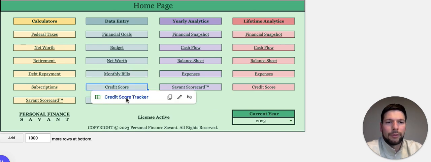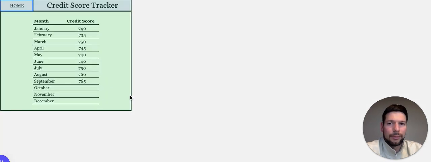The next one, quite simple, your credit score. I already mentioned the importance of tracking your credit score, knowing what it is, understanding its impact on your borrowing costs throughout your life. So this one, definitely look at one of your credit card accounts, click on the free credit report. They all have it these days, and just type it in here each month.